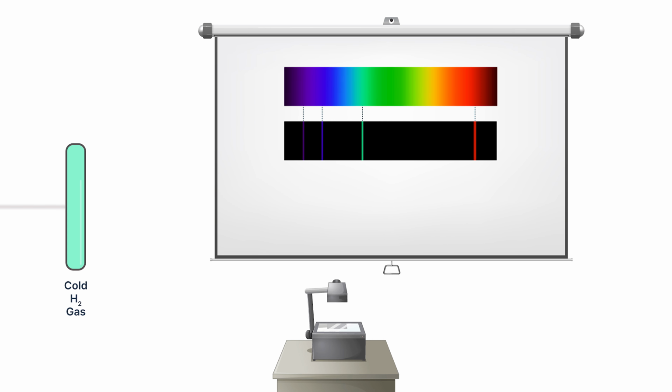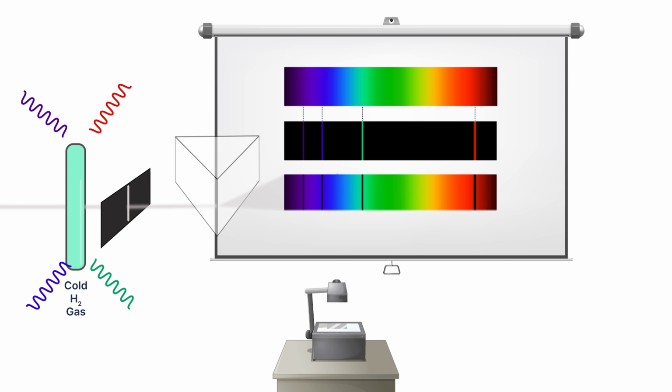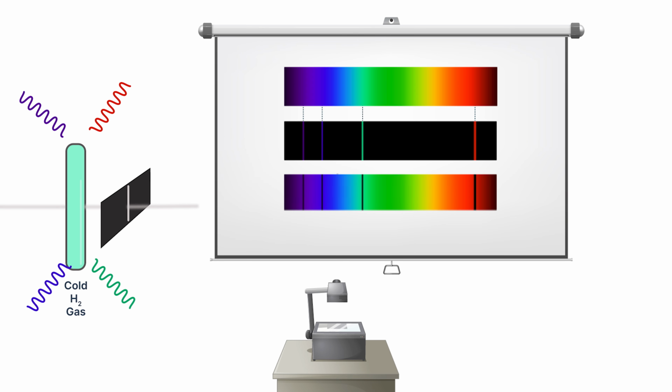Consider the scenario where white light enters a sample of cold hydrogen gas. In this situation, the hydrogen atoms will absorb specific frequencies of light and re-emit these same frequencies of light in all directions, such that if we examine what is left of the white light that has passed through the sample and then through a prism, we see something very interesting. We now see a continuous spectrum that is missing the specific frequencies that were absorbed. This is what is called an absorption spectrum.